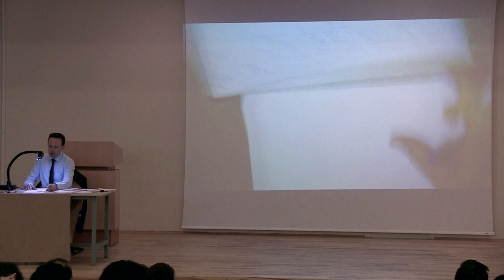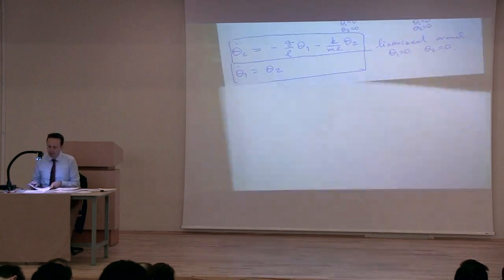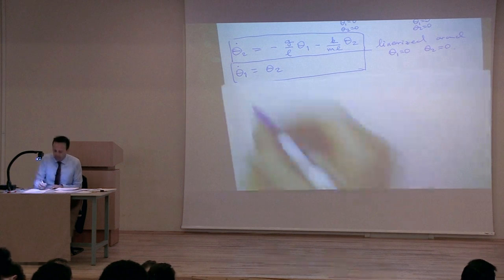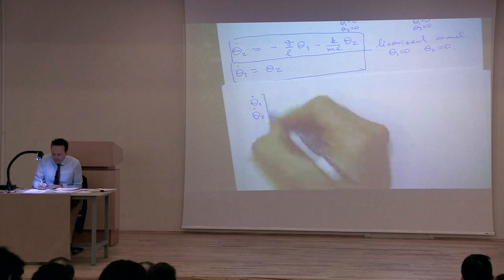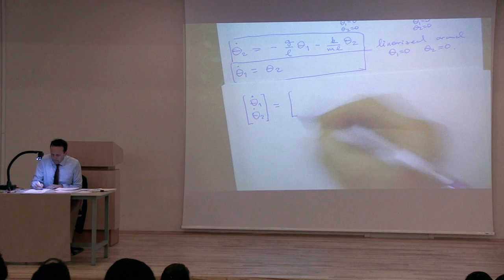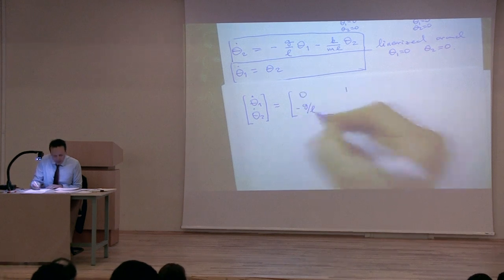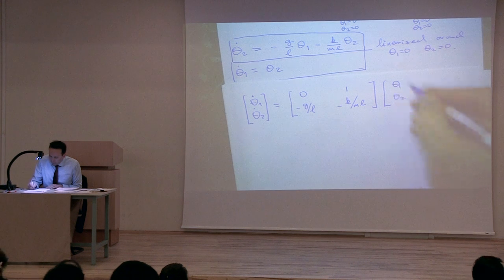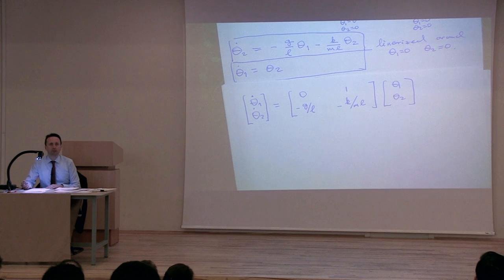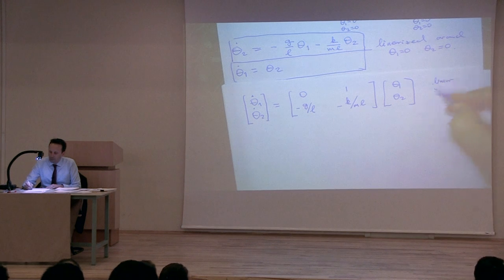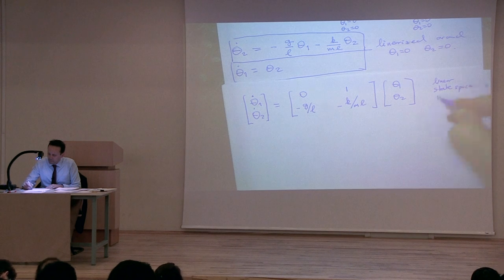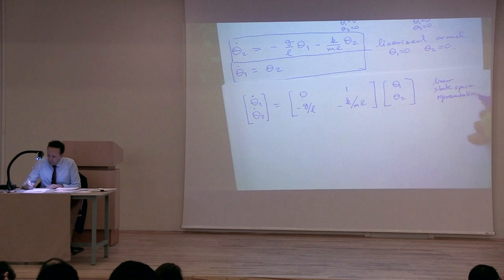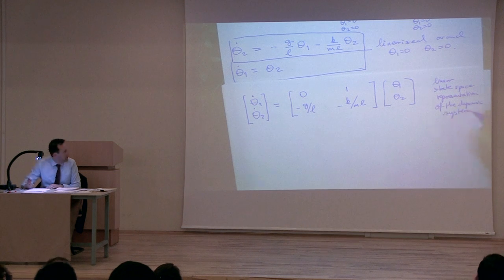All right. So what are we going to do with this now? Well, these nice equations, I can write them in matrix form. I can write them in a very compact form, for example, like this. It will be 0, 1, minus g divided by l, minus k divided by ml, times theta 1, theta 2. It's the same equation, just in matrix form, you see. And this is what we call the linear state space representation of the dynamic system, of the nonlinear dynamic system.